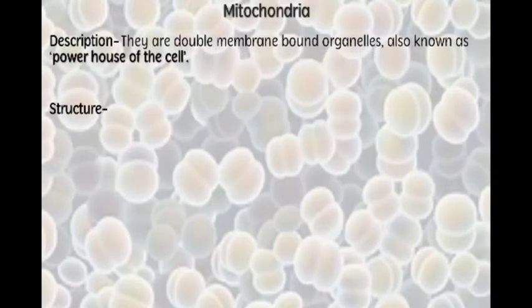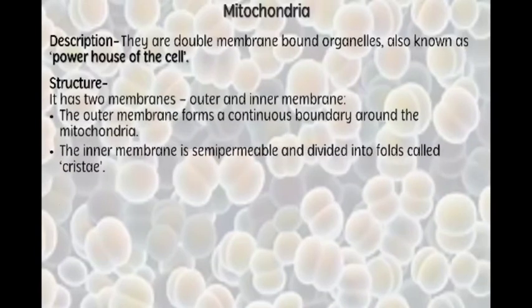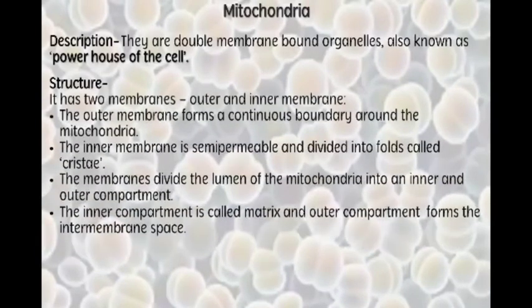Now we will discuss another double membrane bound organelle which is found in all eukaryotic organisms, called mitochondria. Mitochondria is a plural term. The singular term is mitochondrion. Mitochondria is also known as the powerhouse of the cell.